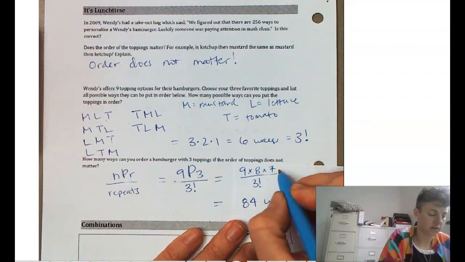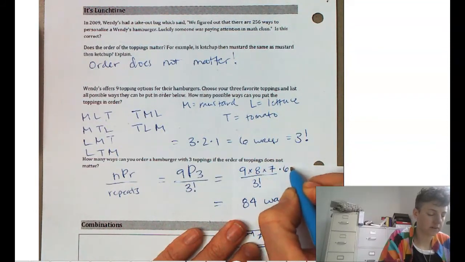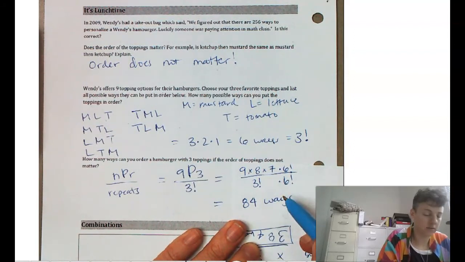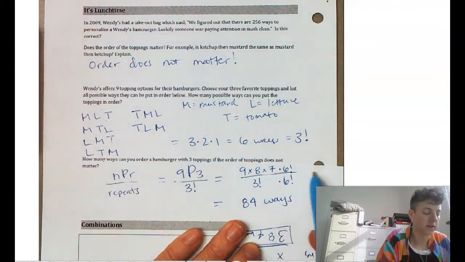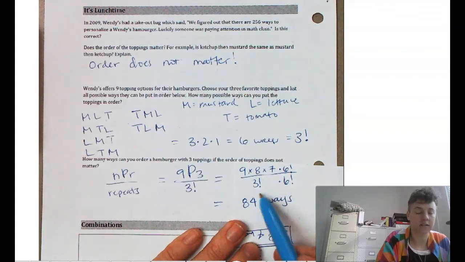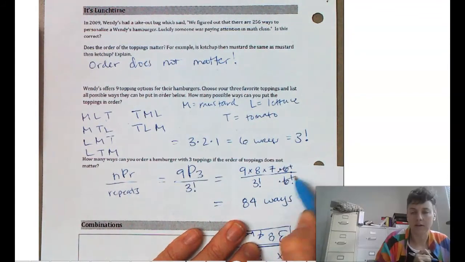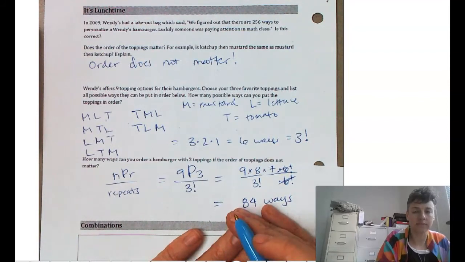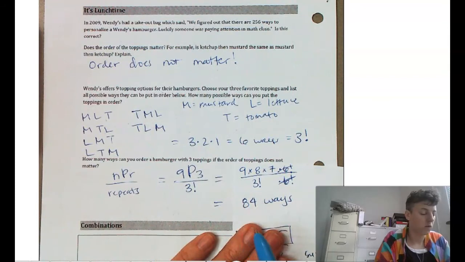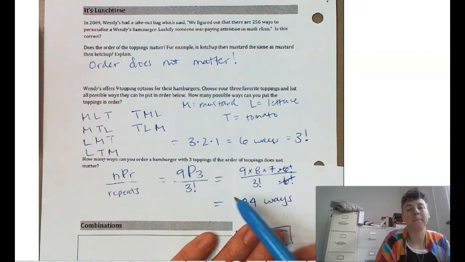Just real quick, I didn't write it out, but these cancel out. This was our full factorial on the top, 9 times 8, 7, 6, 5, and so on. And on the bottom, that is the n minus r factorial. 9 minus 3 is 6. 6 factorial, those canceled. But I didn't write it out. So that's where that came from. Okay? Cool. So, what we actually did here is called a combination.